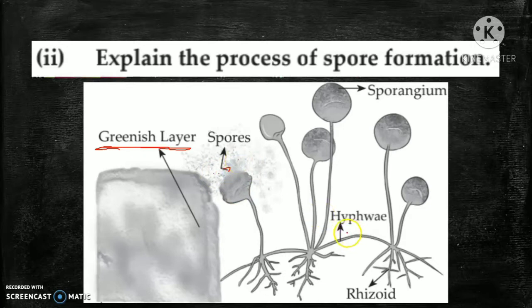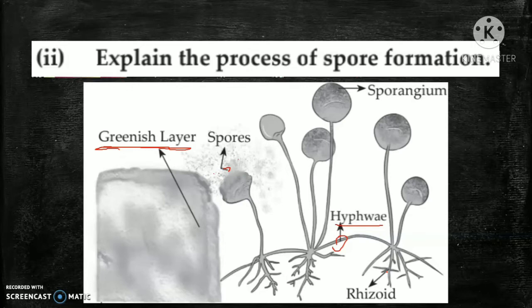Next one, hyphae. This one is hyphae, and near the root, rhizoids are there. Like this, you have to draw a diagram. It is not given in the question. You have to prepare this diagram and draw it while writing the answer.